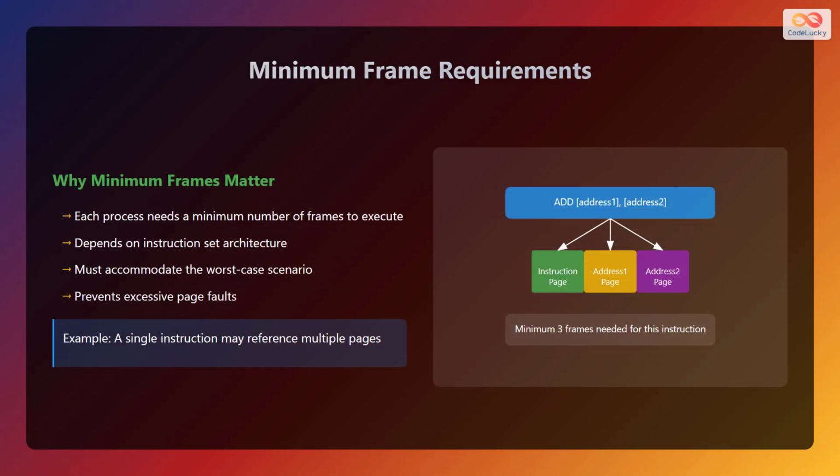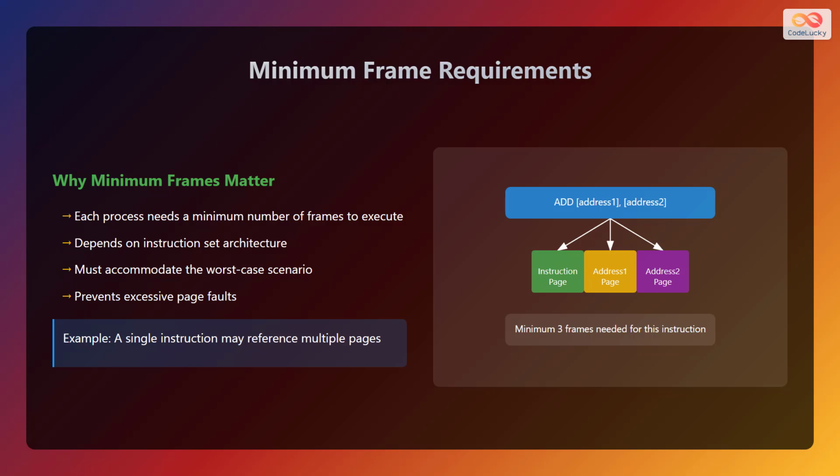Every process has a minimum number of frames it needs to run correctly. This number depends on the specific instruction set architecture of the processor. The allocation must account for the worst-case scenario, that is, the maximum number of frames that might be needed at any given time. Ensuring that a process has at least its minimum required frames helps to avoid excessive page faults. A page fault happens when a process tries to access a page that is not currently in memory, causing a delay as the operating system retrieves the page from disk.